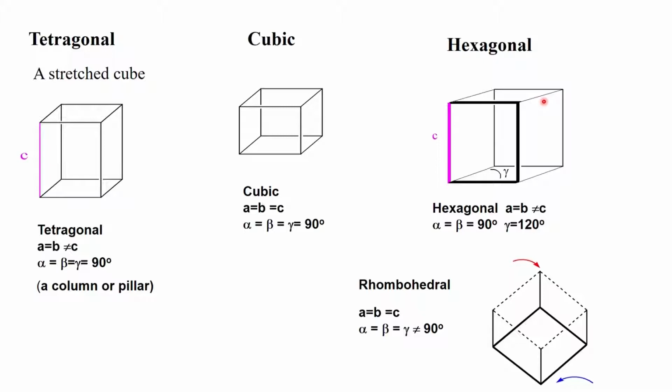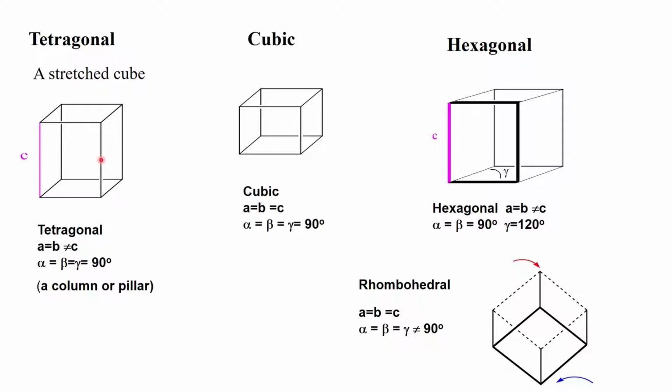Of the 7, we have 3 of them covered. We will have 4 more to cover, and these 4 more are the tetragonal, the cubic, the hexagonal, and there is a very special system which is referred to as the rhombohedral. So, we therefore have a total of 7 crystal systems.